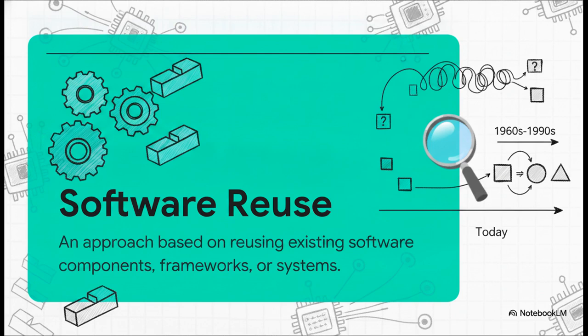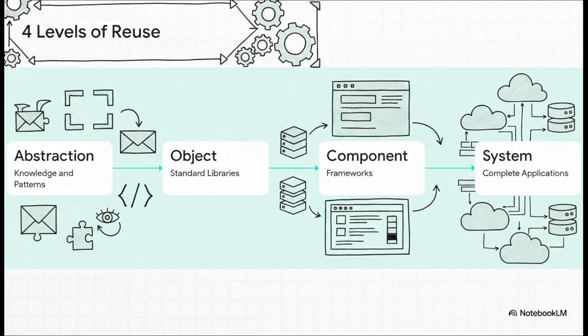We define software reuse as an approach to development that's based on reusing existing software components, frameworks, or even entire systems. Now, from the 1960s through the 1990s, we wrote pretty much everything from scratch. But today, because of intense schedule pressures and sky-high development costs, reuse is the absolute norm for web-based systems, scientific software, and embedded systems. So there are 4 distinct levels of software reuse that you absolutely need to know.